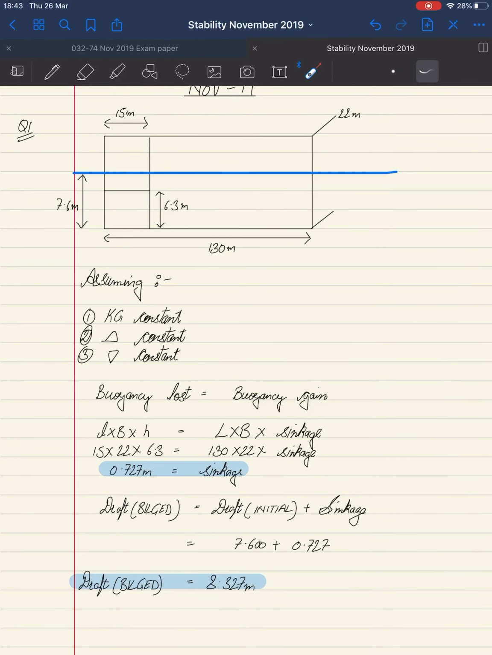So this is the diagram. This is the length of the vessel, 130 meters. This is the breadth, 22 meters. This is the waterline, so this is the draft of the vessel, 7.6 meters. This is the aft end compartment's length, 15 meters. The height of the compartment, 6.3 meters.